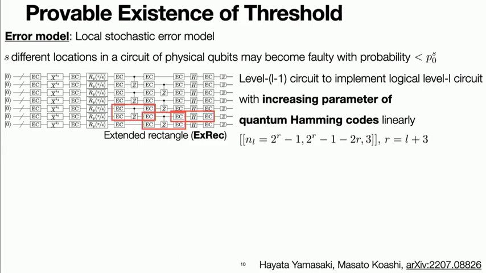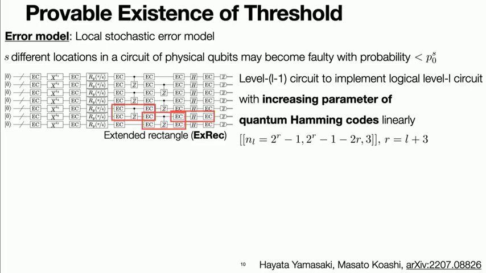For our protocol, we use a growing size of codes. So still, with this construction, the existence of a threshold is non-trivial. Nevertheless, we show that our protocol provably has a threshold for a conventional general error model called the local stochastic error model. This error model is a circuit-level error model where a set S of different locations in a circuit or physical qubits may become faulty with probability at most the physical error rate to the power of the size of S. On the faulty locations, arbitrary noise given by any CPTP map may happen.